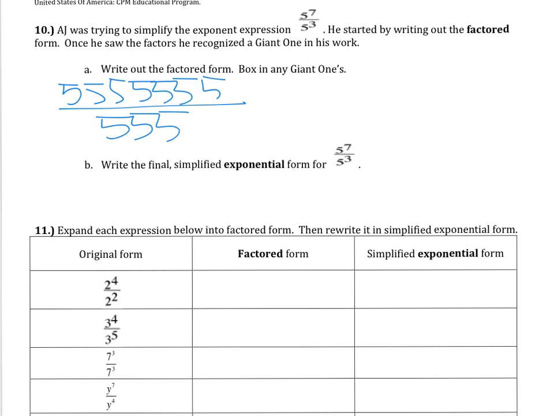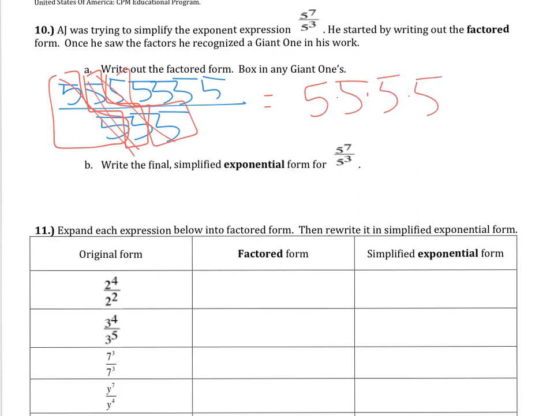So we are going to box in any giant ones. If you recall, that just means that whatever's on the top and the bottom, that's going to become the giant one. Those are going to simplify to just be 1. So we are left with 5 times 5 times 5 times 5. So we can rewrite that as 5 to the 4th power.